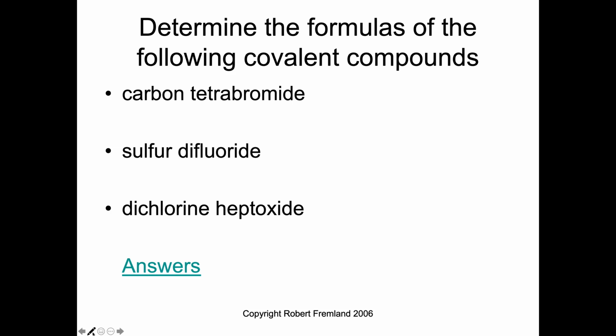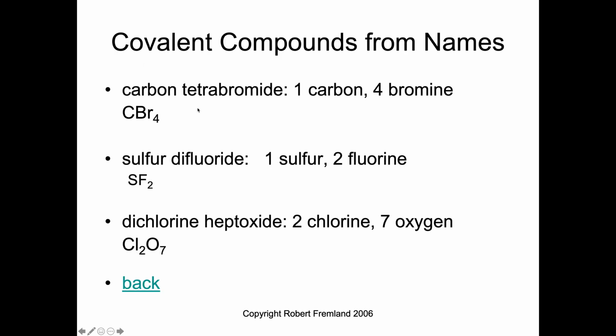Now I'm going to do it. I hope you're back from pause. So carbon tetrabromide is CBr4. Sulfur difluoride, SF2. Dichlorine heptoxide, Cl2O7. See, as easy as it can be.